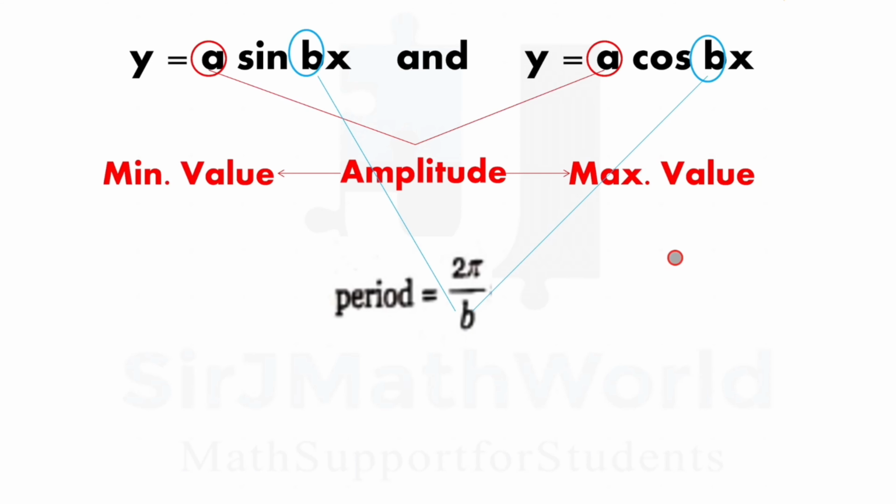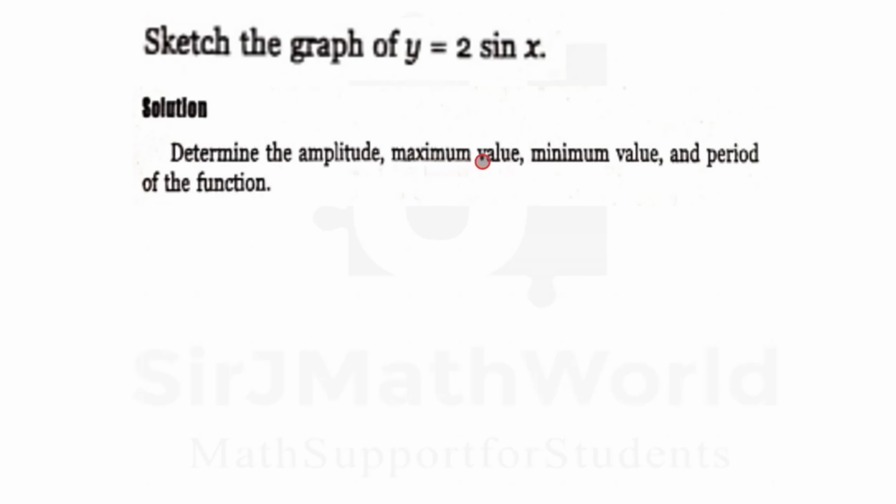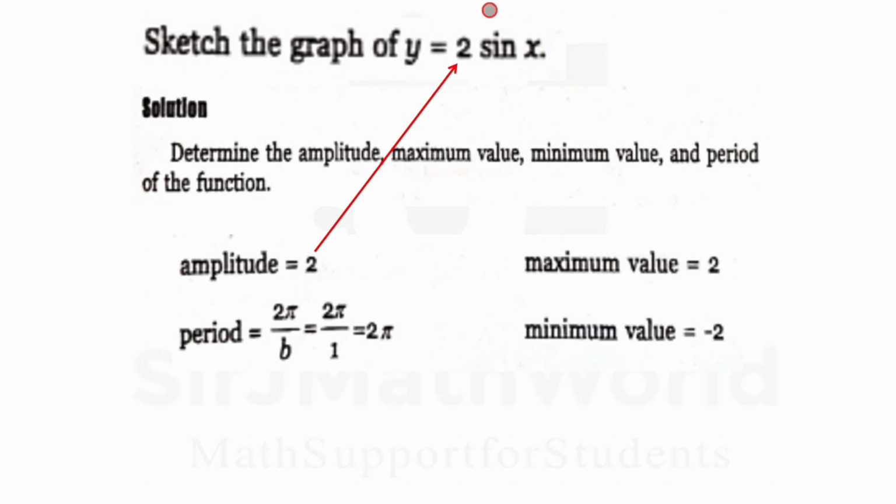So, let's have the example on how to graph. We have here, sketch the graph of y is equal to 2 sine x. In this case, the solution is to determine the amplitude, maximum value, minimum value, and period of the function. The amplitude is equal to 2 kasi yung 2 natin ay galing dito, which is yung constant before the sine. That is considered as the letter A.